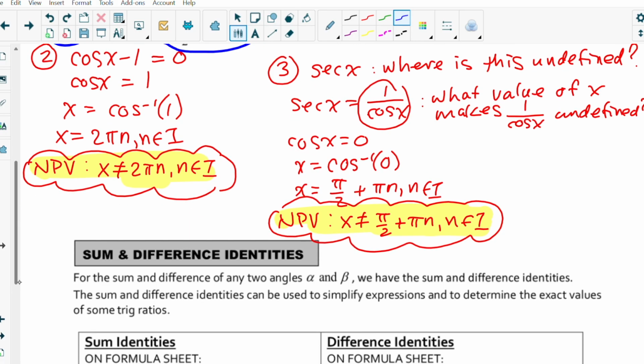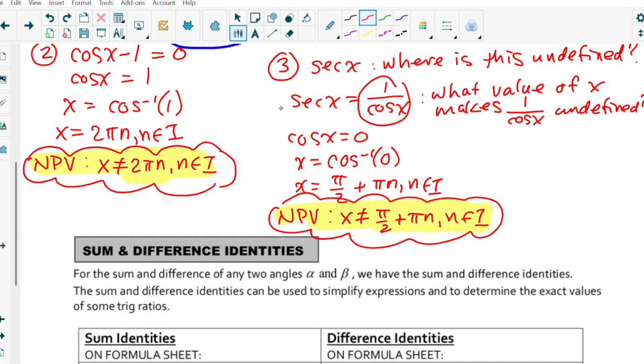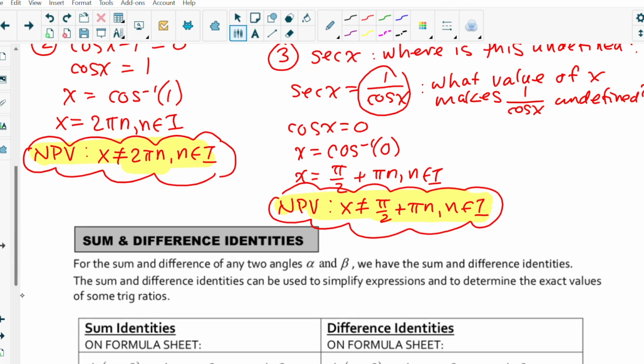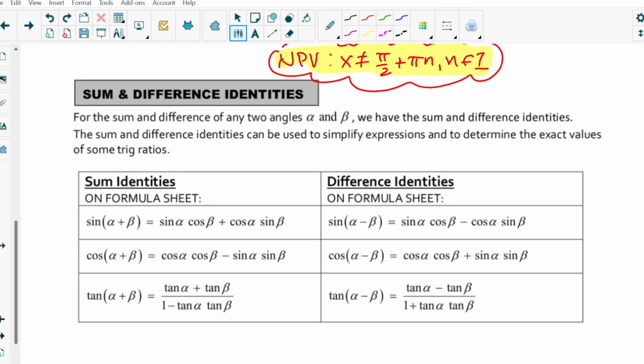Okay, so good little startup there. Just a reminder of, hey, we always have to be checking for our non-permissible values. Let's get into sum and difference identities.